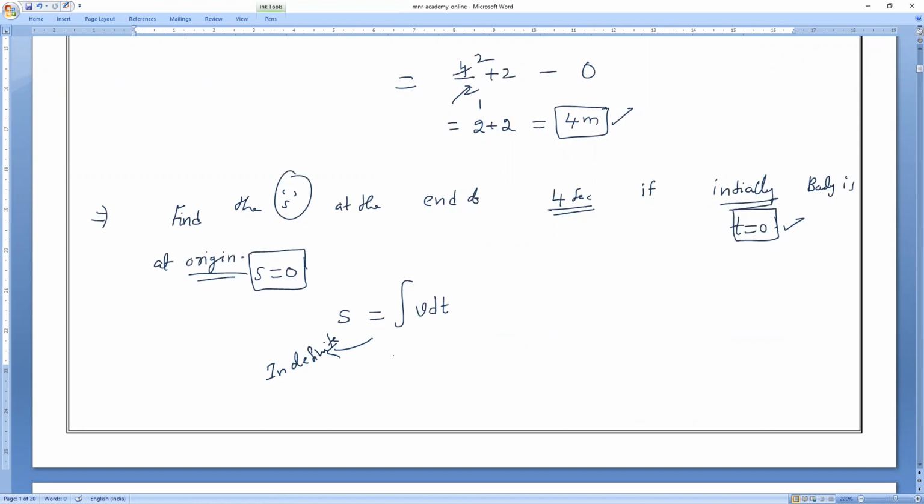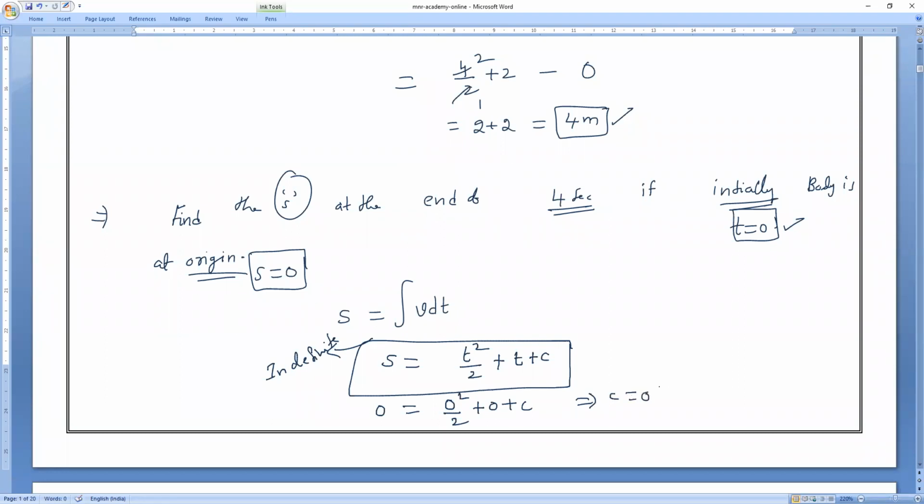So in this case, S is equal to t square by 2 plus t, plus, since it is indefinite, what do we have to add? Plus C. Now as we know, at the origin, displacement is equal to 0 and t is also 0. So 0 square divided by 2 plus 0 plus C. Then what is the C value? Because as t is equal to 0, S is also 0, the C value is 0.